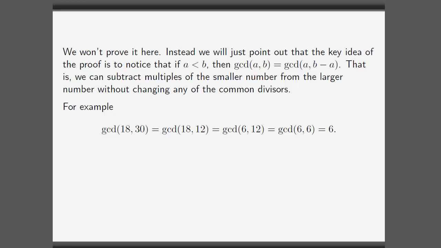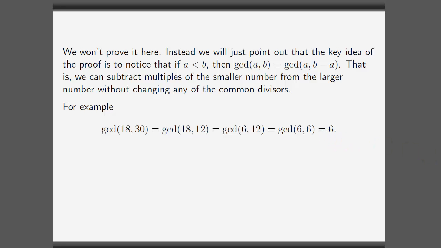So the greatest common divisor of 18 and 30 will be the same as the greatest common divisor of 18 and 12. That 12 was obtained by just doing 30 minus 18. And we can do the same trick again. We can replace the 18 with 18 minus 12. That leaves us with 6. Then we can replace the 12 with 12 minus 6. The greatest common divisor of 6 and 6 is 6.